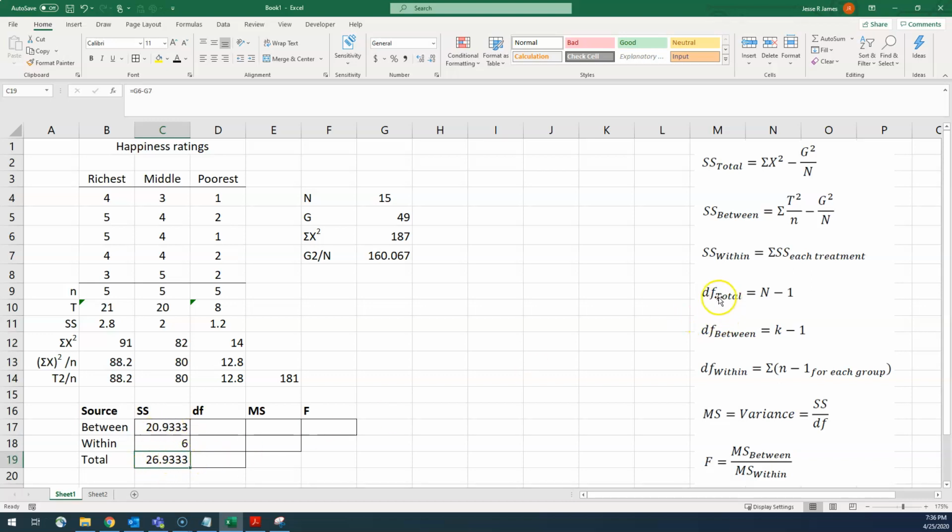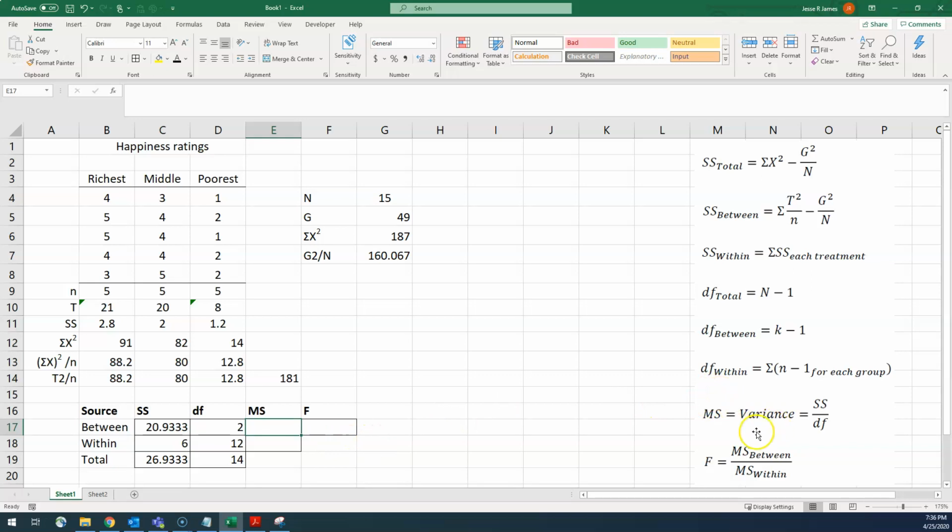We can then proceed to our degrees of freedom total, which is big N, 15 minus 1. Down here we can just write 14 if we want. Our degrees of freedom between is k, the number of conditions, which is 3 minus 1, or 2. And then finally, for degrees of freedom within, we take the sum of our degrees of freedom for each group, n minus 1 for each group. So 4 and 4 and 4 is 12.